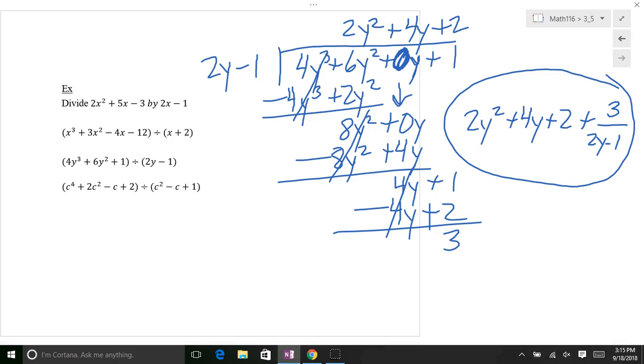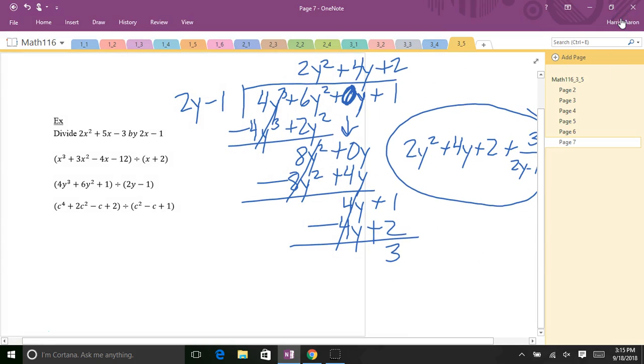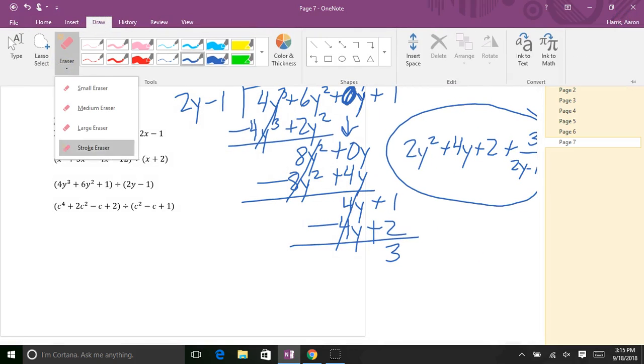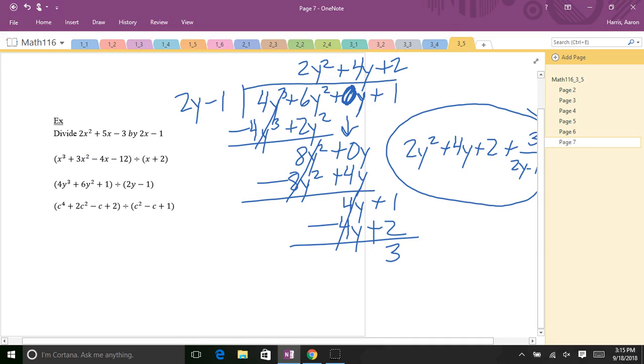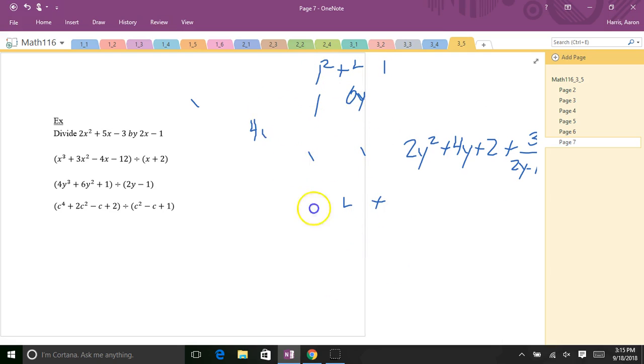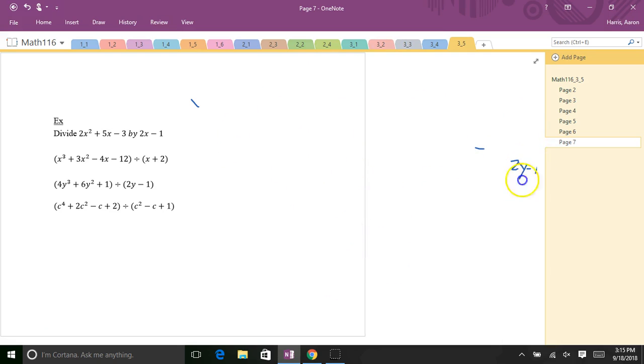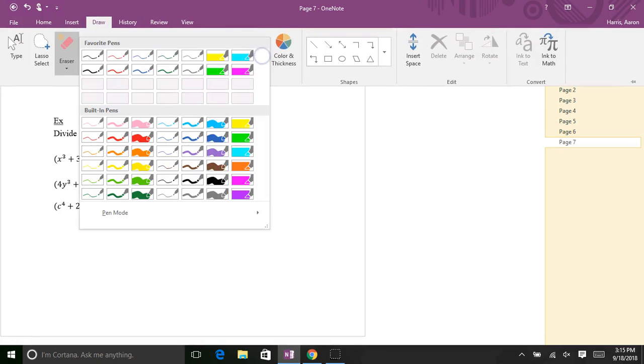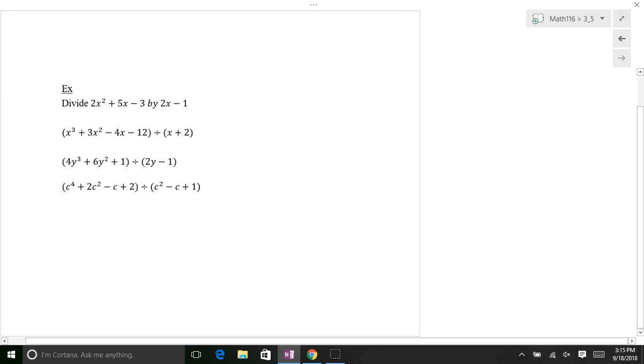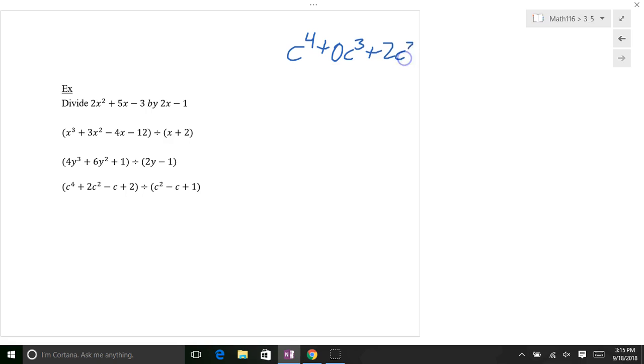Okay. Alright, one more. Erase this, I got some room again here. Alright, we got c to the 4th. There's no c cubed, so I'm going to put in a 0c cubed. I got a 2c squared, I got a minus c, I got a plus 2. This is all being divided by c squared.